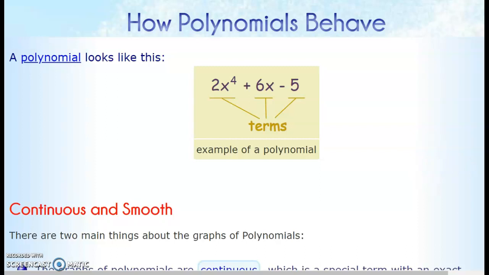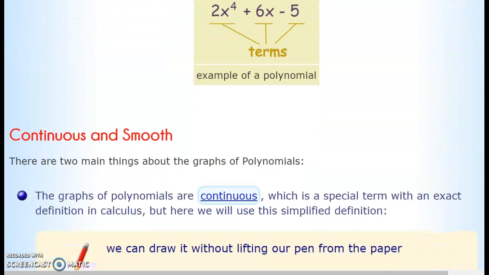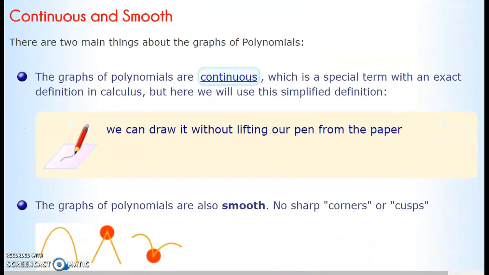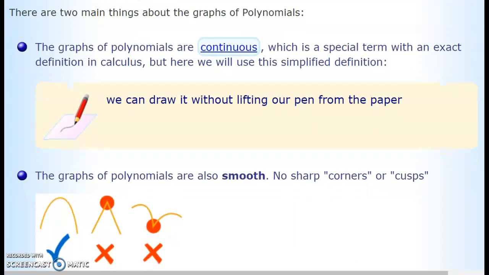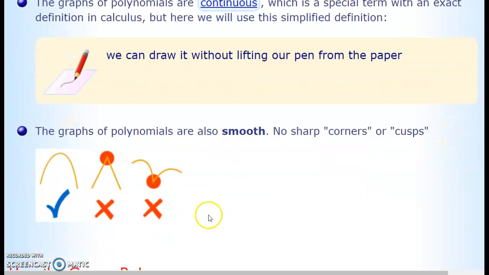We talked about how polynomials all have certain characteristics in common, one of which is that their graphs are all continuous and smooth, meaning we can draw them without having to pick up our pencil or pen from our paper, and there are no sharp corners, called a cusp, in them. They're always going to be a smooth curve shape. We don't think of first degree polynomials as curves because they're lines, but they are smooth and continuous just like all the other polynomial graphs.